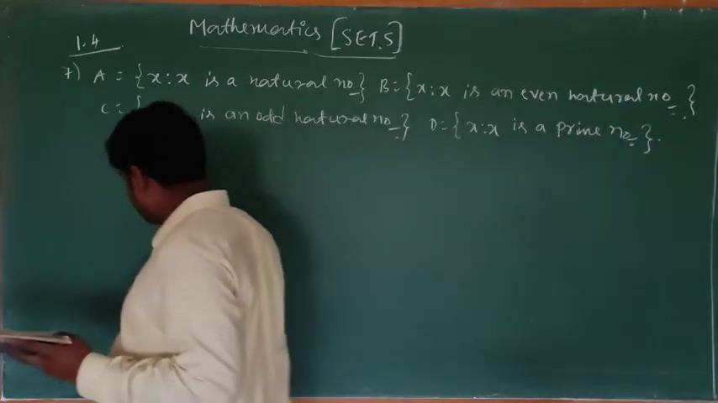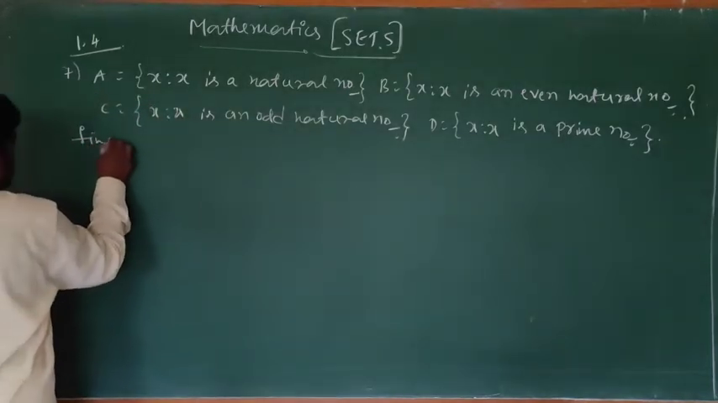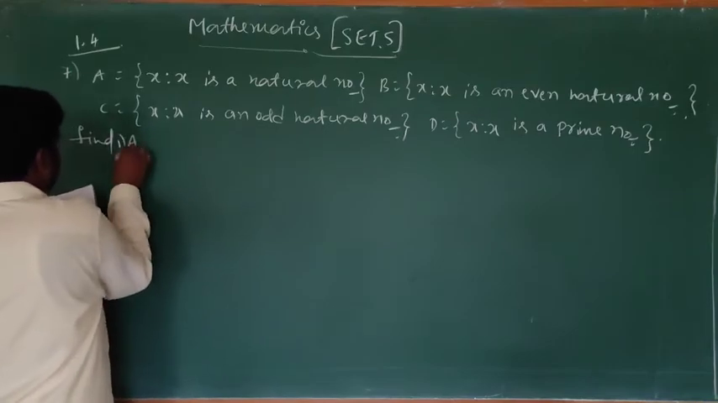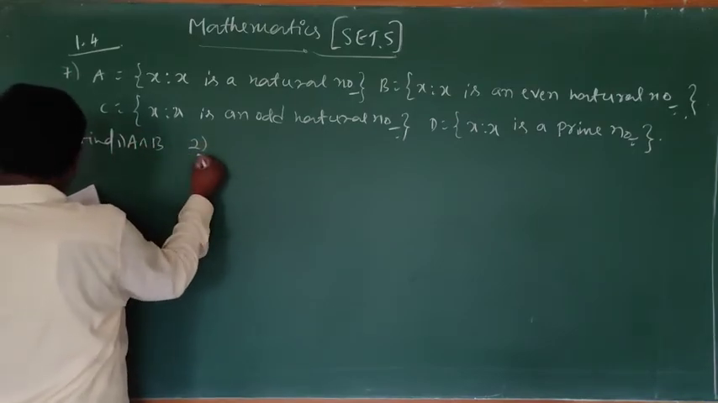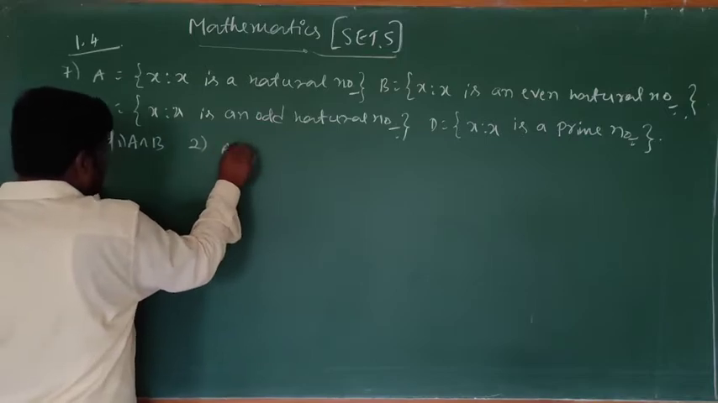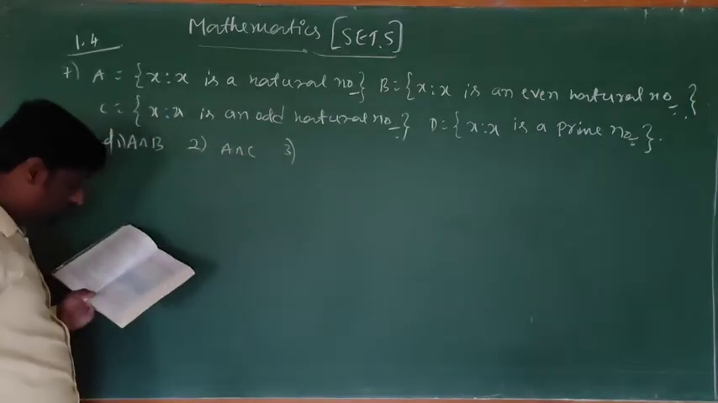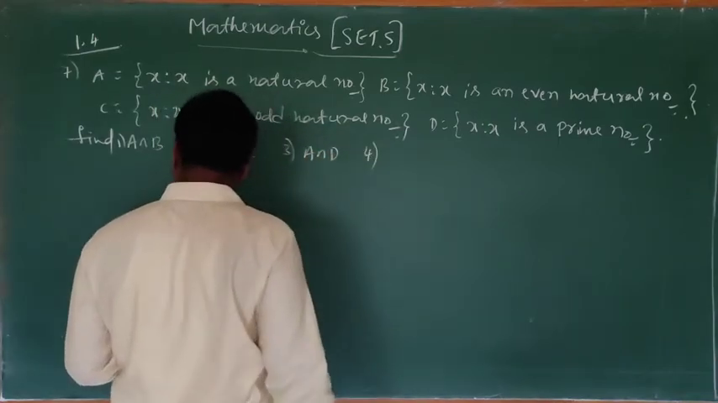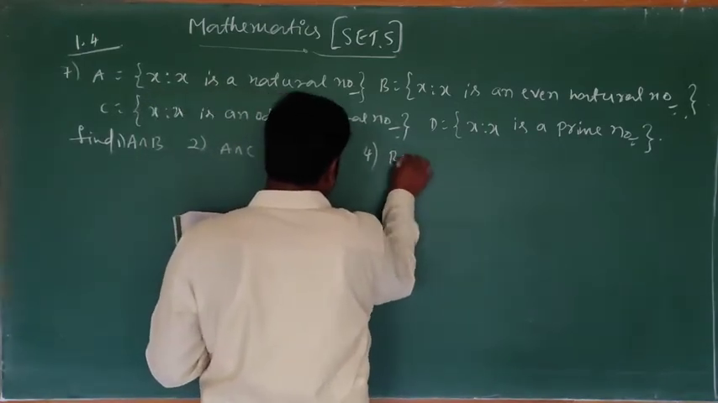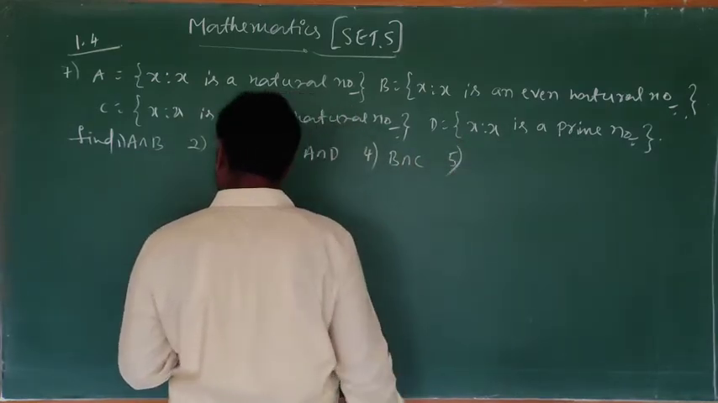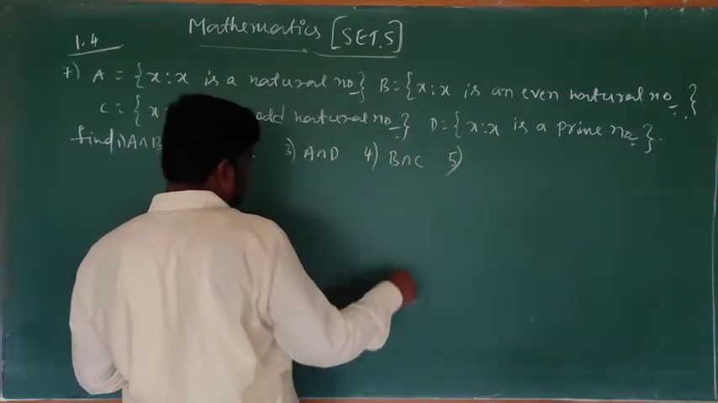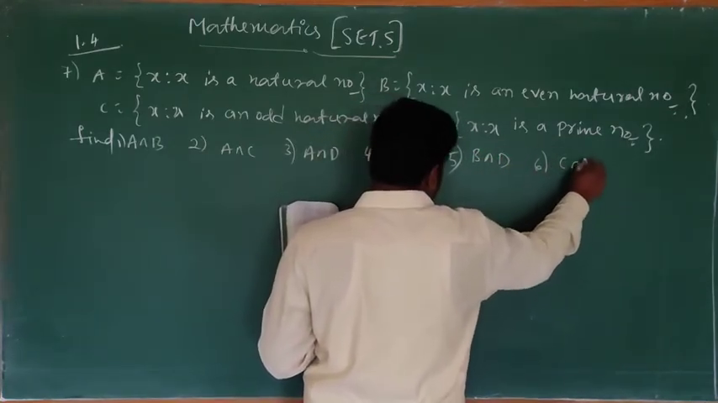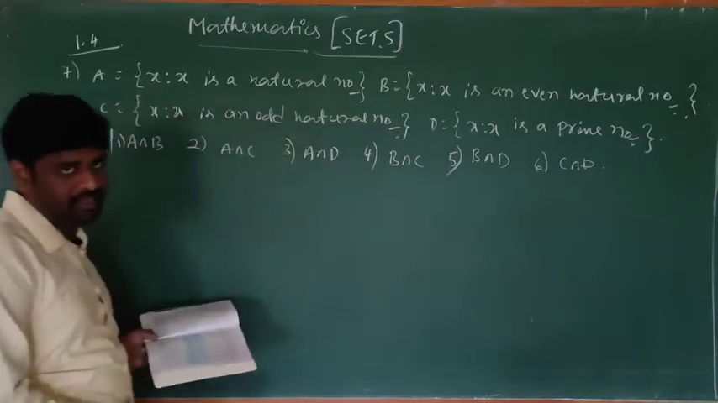Find: first, A intersection B. Second one, A intersection C. Third one, A intersection D. Fourth one, B intersection C. Fifth one, B intersection D. Sixth one, C intersection D.